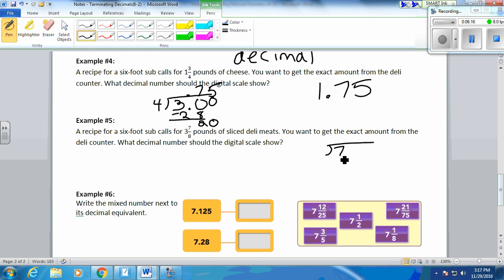If I was to do this, I would have 7 divided by 8, and 8 goes into 70 8 times. 70 minus 64 will give me 6. Bring my 0 down. 8 times 7 would be 56, which gives me 4. 0 again. 8 goes into 40 5 times.